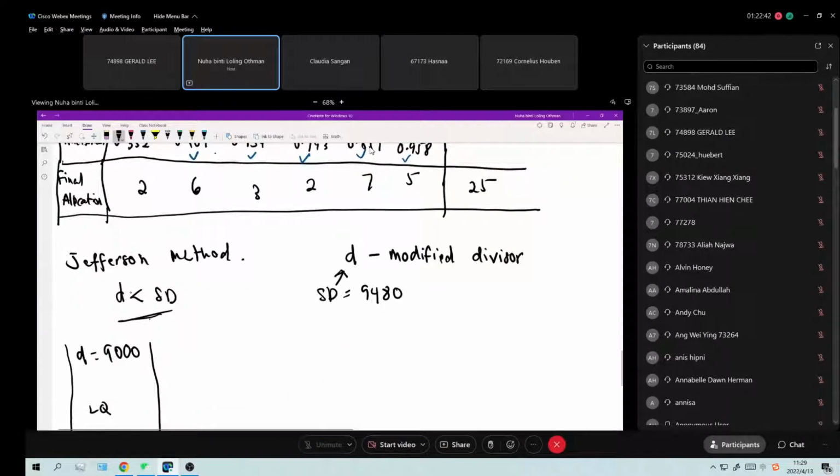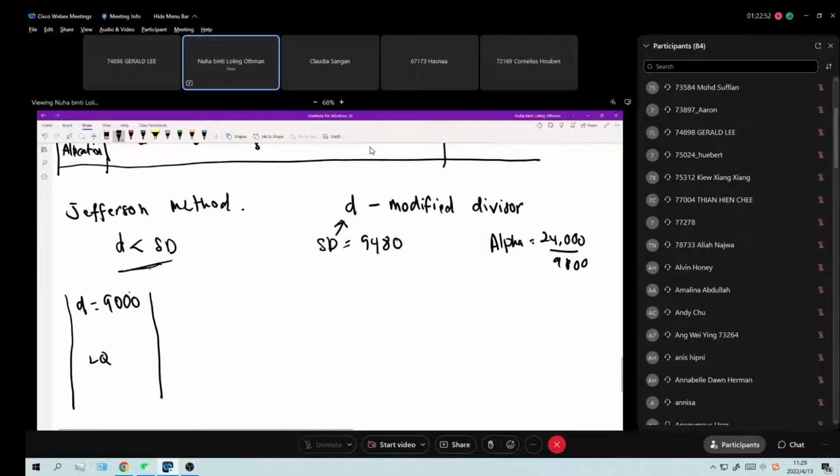24K. For example, for alpha, 24,000 divided by 900, because you want to find the modified quota. It's not standard quota anymore. It's called modified quota. So you divide for each alpha, beta, gamma, delta, epsilon, zeta and so on. If you use this one, you have 2.67 for alpha.